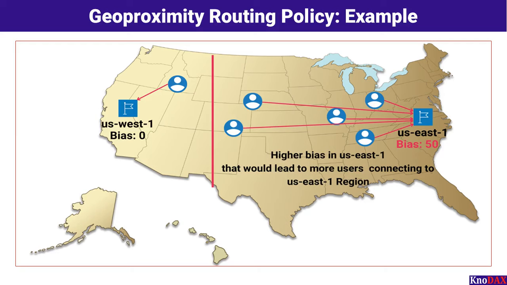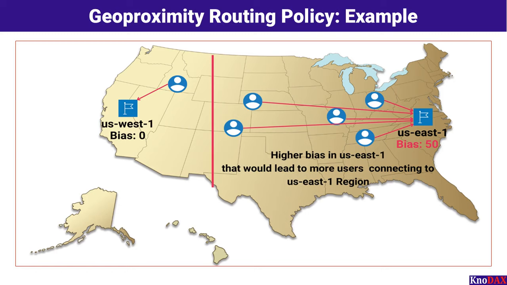This diagram illustrates the Geoproximity Routing policy in Amazon Route 53. In this example, we have two AWS regions, US West 1 with a bias of 0 and US East 1 with a higher bias value of 50. The bias value in US East 1 expands its geographic region, directing more users to connect to resources in that region, even if they are closer to US West 1. Geoproximity routing allows traffic to be dynamically shifted based on these bias values.